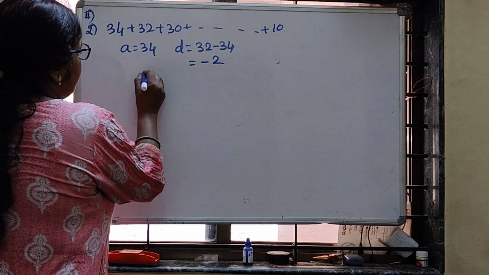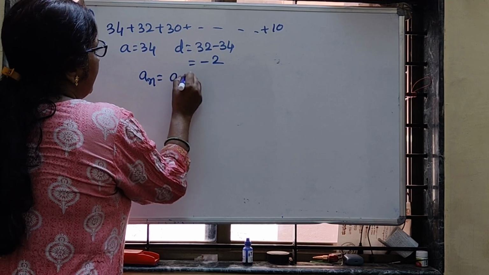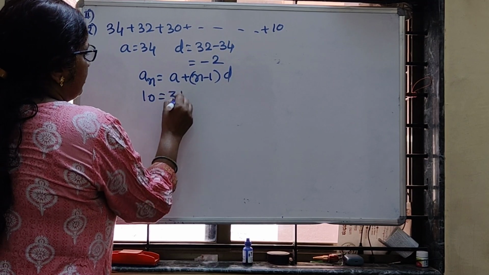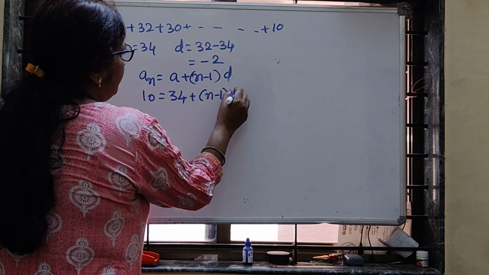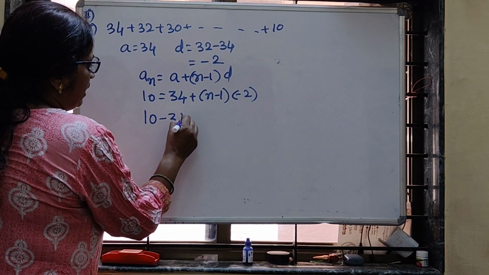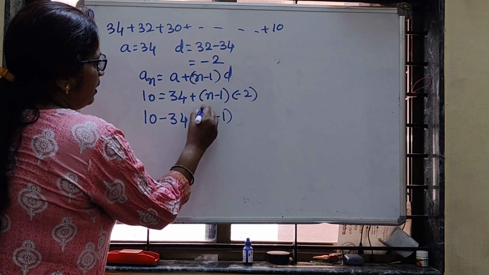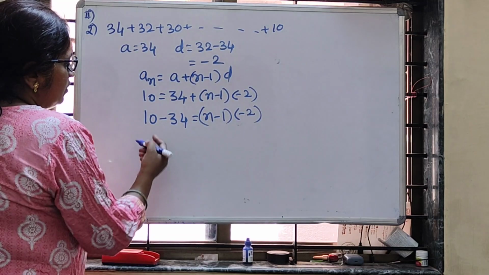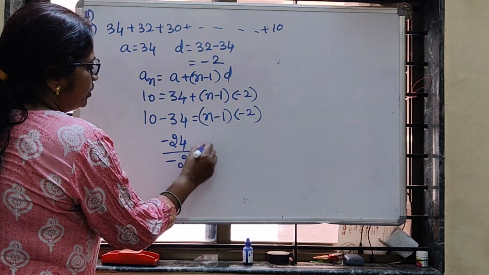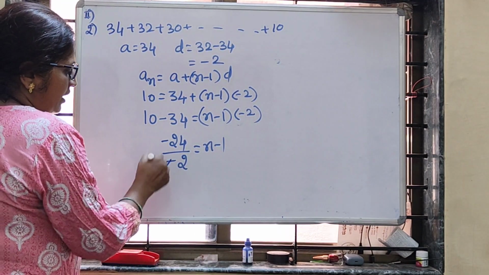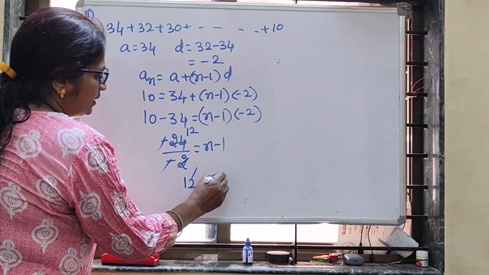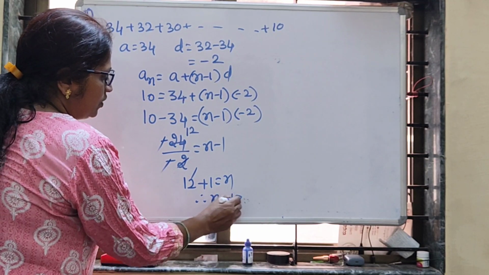Same as the last question, we need to find n. An is equal to a plus n minus 1 into d. An is 10. A is 34 plus n minus 1 into d, which is minus 2. Now transpose 34 to LHS: 10 minus 34 is equal to n minus 1 into minus 2. So minus 24 divided by minus 2 is equal to n minus 1. Minus minus gets cancelled. 2 twelves are 24, so 12 plus 1 is equal to n. Therefore n is equal to 13.